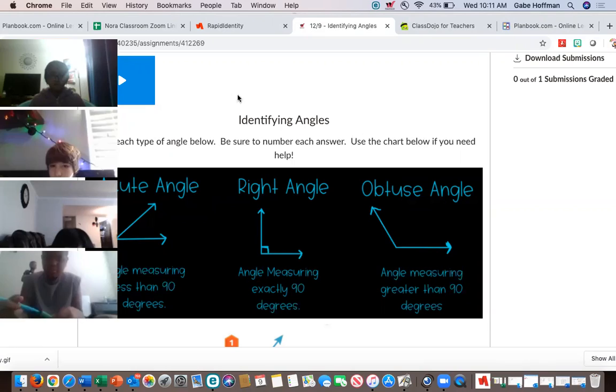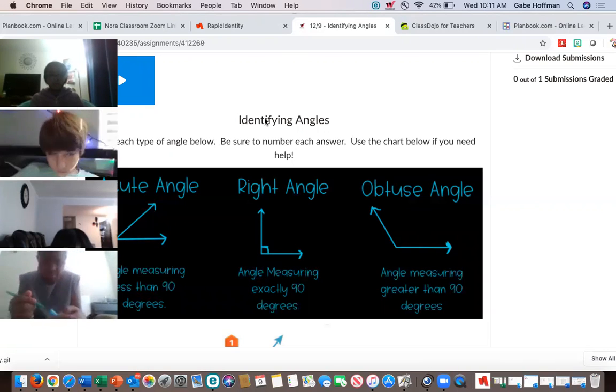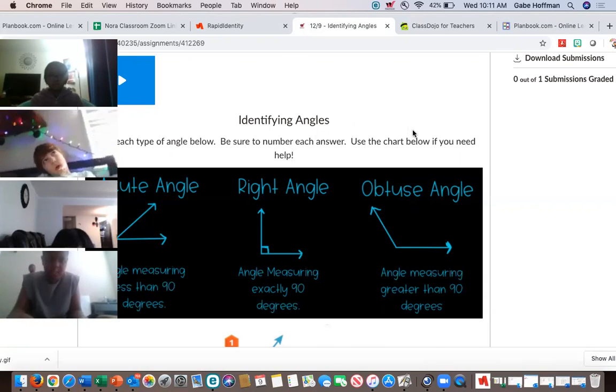Isn't it on math, right? Yep, it is math. Wednesday. Click on Wednesday math, and it's called Identifying Angles. Okay.